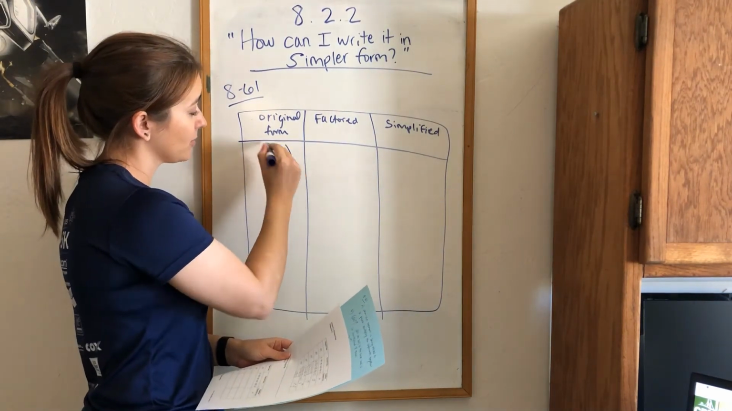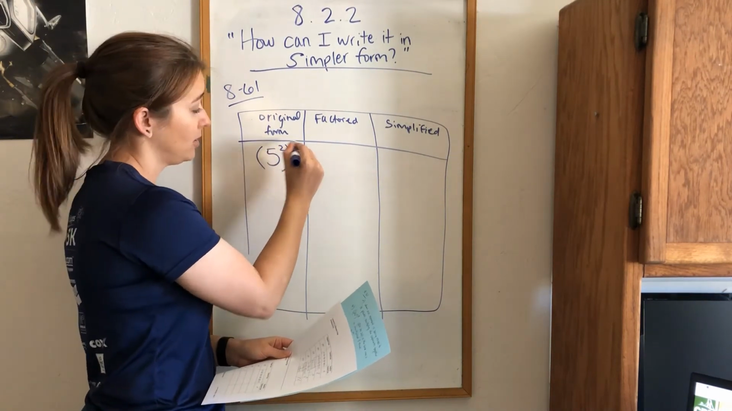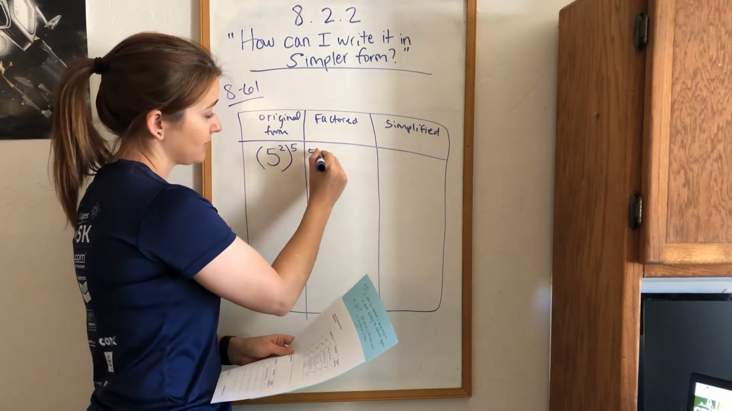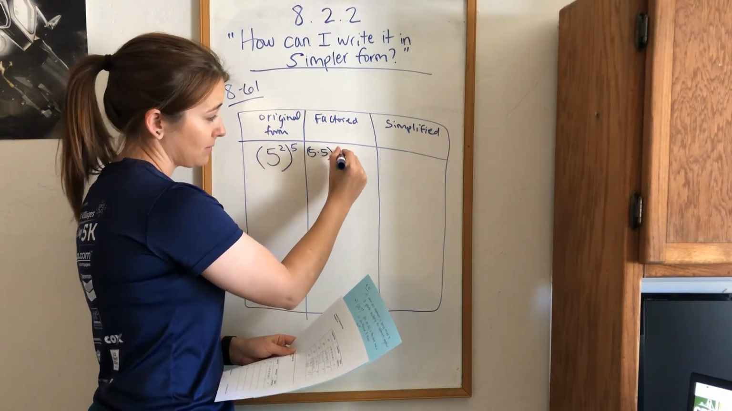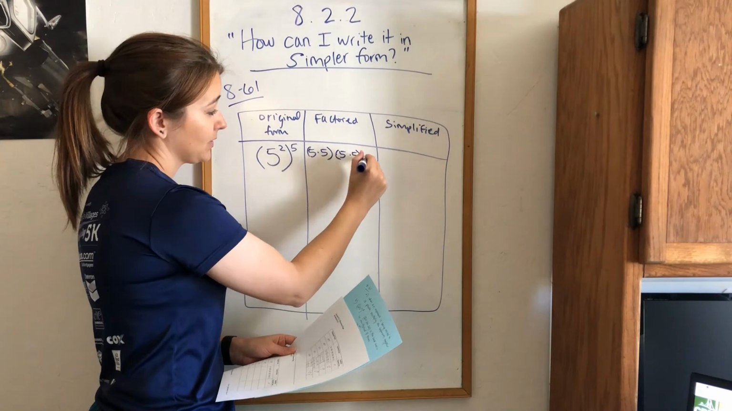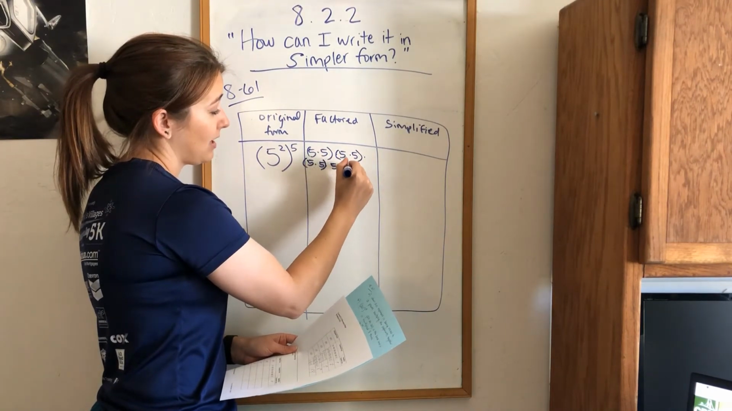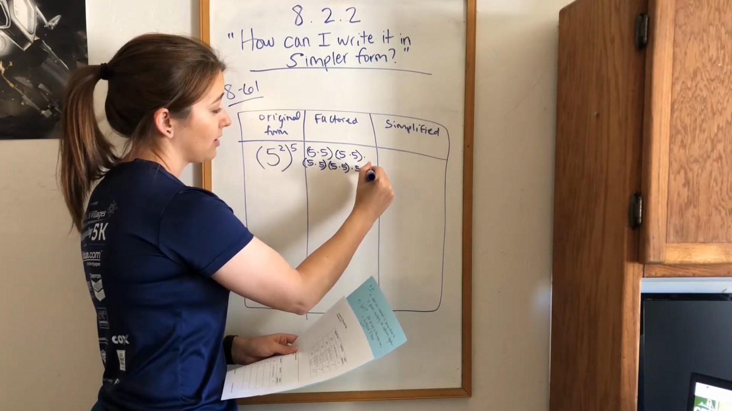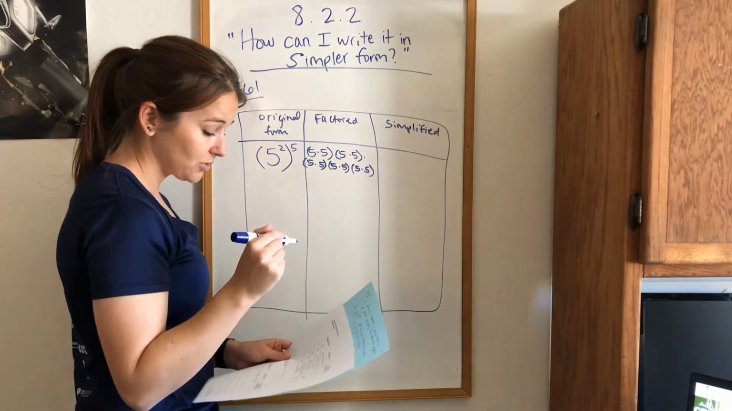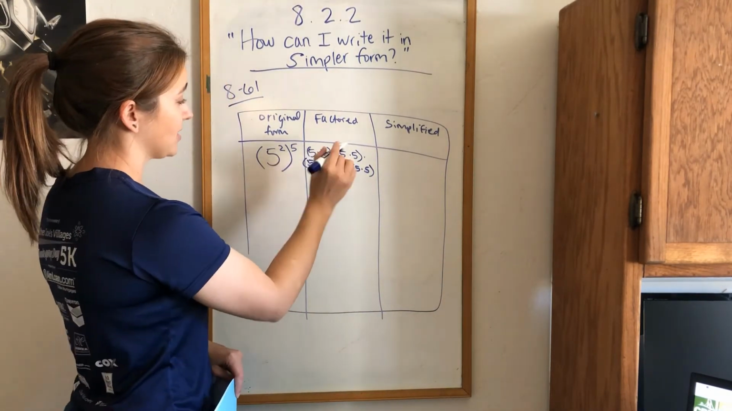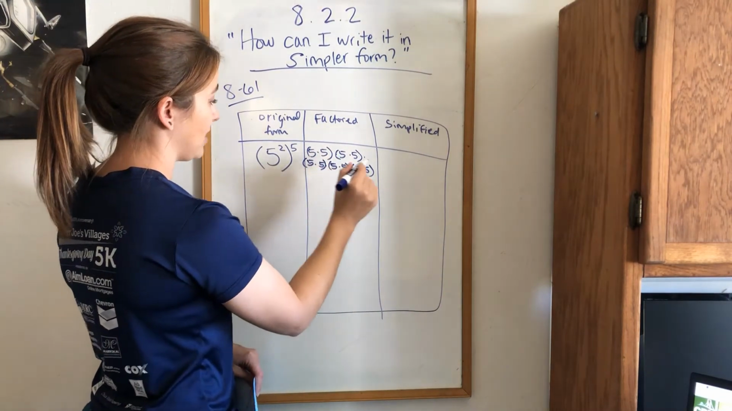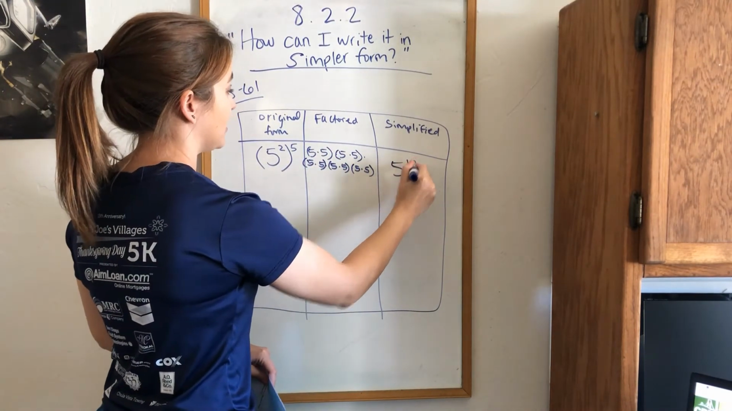So the first one it shows, and it shows this one for you, it looks like this. 5 squared raised to the 5th power. And then it has 5 times 5 times 5 times 5 times 5 times 5 times 5 times 5 times 5 times 5. So then simplified, I would count up my 5s, and I have 1, 2, 3, 4, 5, 6, 7, 8, 9, 10. So it would be 5 to the 10th.